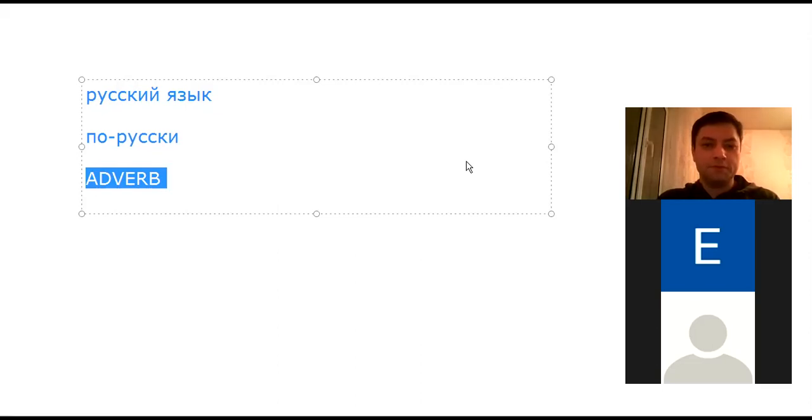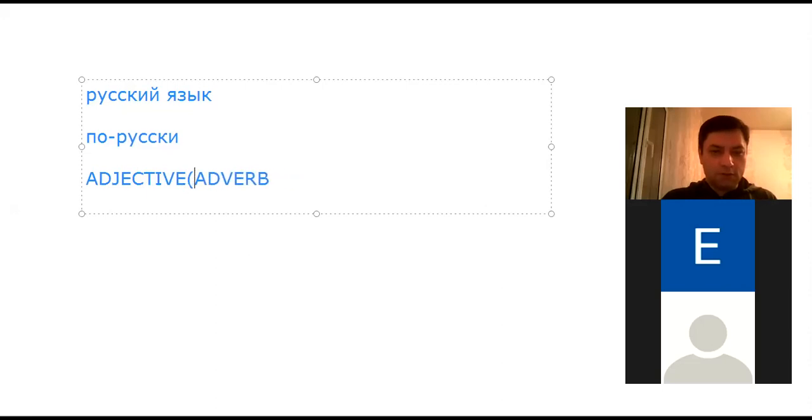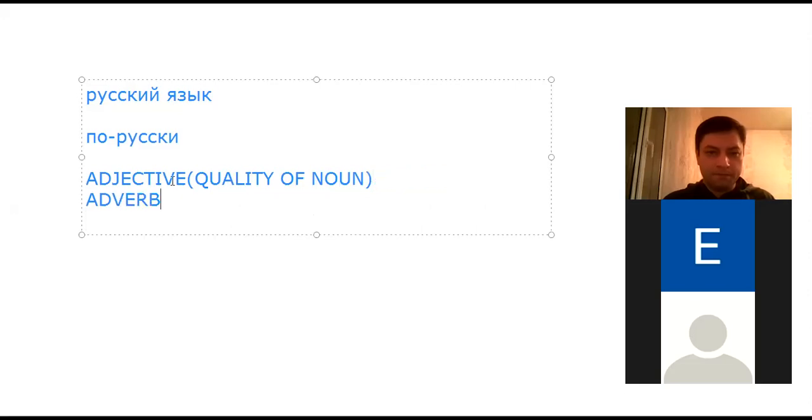It describes the verb. Yes, it describes the verb. The best way to define an adverb: we have an adjective, which describes the quality of a noun, and an adverb describes the quality of a verb.